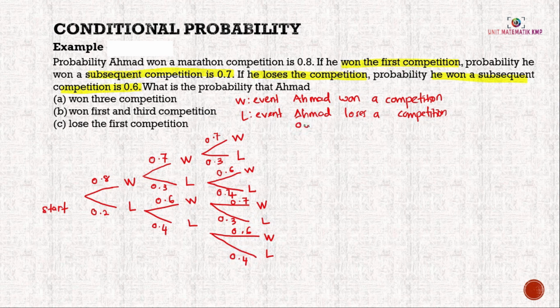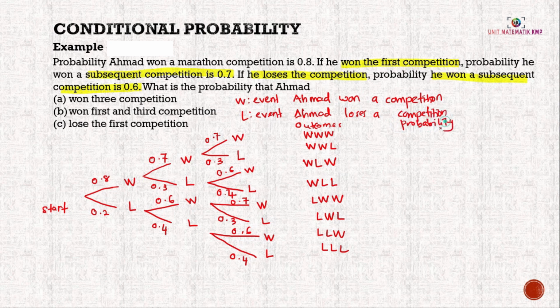Okay, so you can have outcomes. So WWW, and then WWL, and then WLW, and then WLL, and the next one kita ikut dia punya branch lah. So LWW, LWL, LLW dan juga LLL. So kita ada 1, 2, 3, 4, 5, 6, 7, 8. And then the probability kat hujung ni.